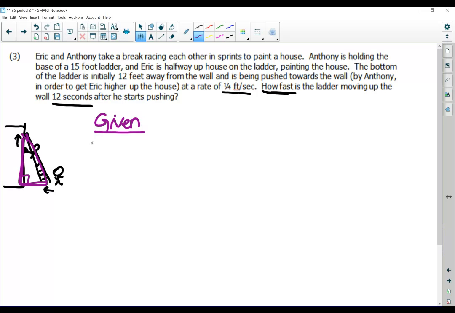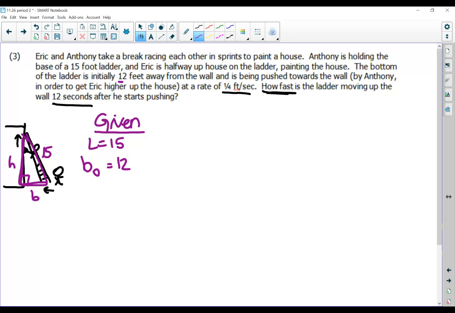We know the ladder itself is 15 feet. I'm going to label the ladder 15 feet because the ladder itself isn't changing. It's just going to be 15 feet no matter what. The only thing that's changing is the distance from the bottom and the distance the ladder is up on the wall. So when I label my picture, I'm going to call this distance B and this distance H. Why? Base and height. The bottom of the ladder is initially 12 feet away, so we'll say the base of the ladder initially is 12 feet away.